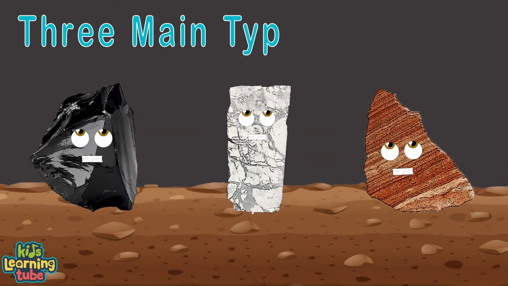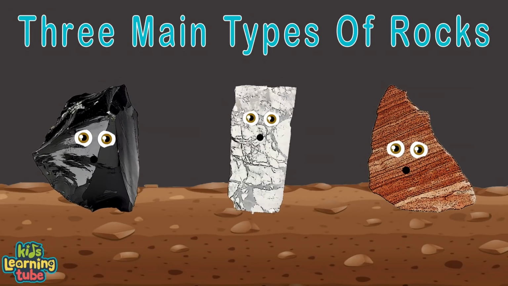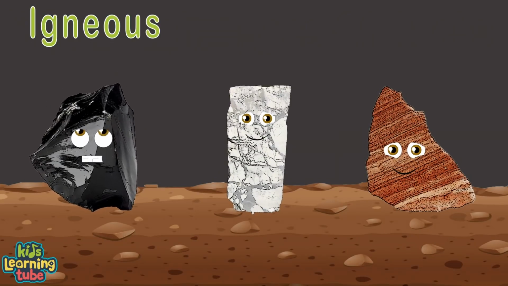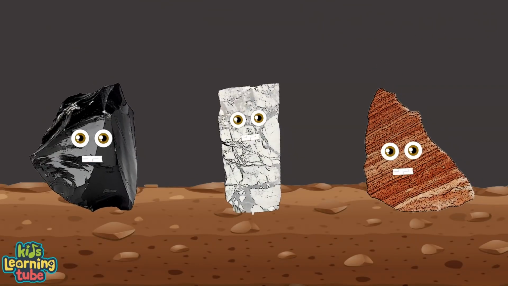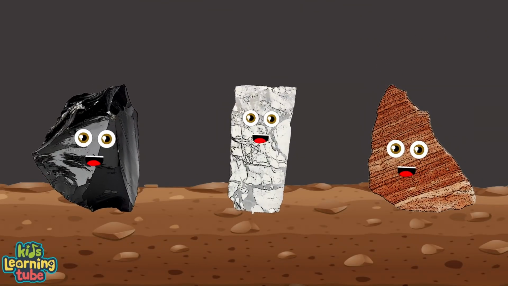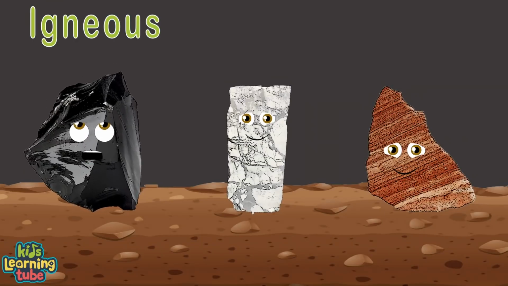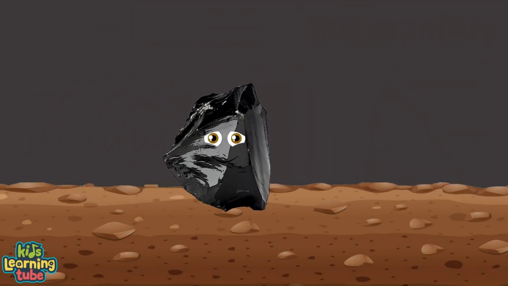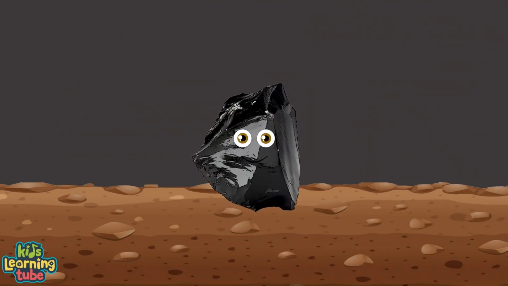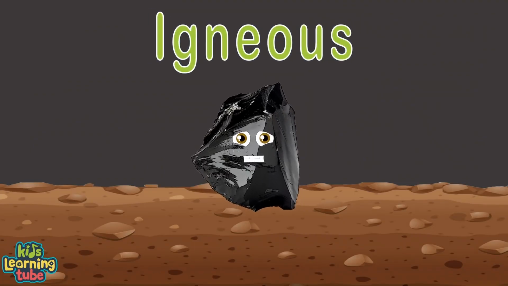There are 3 kinds of rocks on Earth you will see: igneous, metamorphic, and sedimentary. Our world is full of these rocks, on land and in the sea. Igneous, metamorphic, and sedimentary. I'm a main type of rock. My name is Igneous. I am the first main type of rock of the 3 of us.